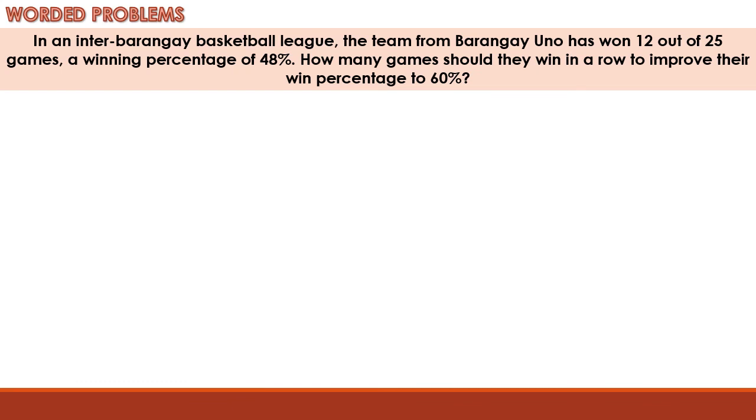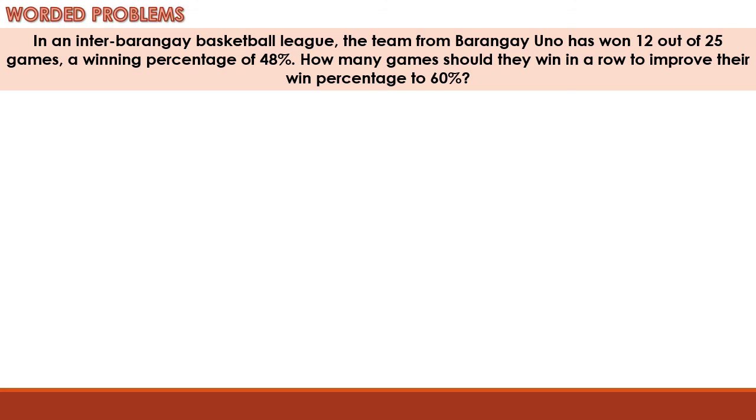Let us have an example for worded problems. In an inter-barangay basketball league, the team from Barangay Uno has won 12 out of 25 games, a winning percentage of 48%. Now, how many games should they win in a row to improve their winning percentage to 60%? So, let us analyze the problem. Sa loob ng 25 games, 12 yung naipanalo ng Barangay Uno, and that is 48%. Now, ilang laro pa ang kailangan nila para ma-improve ng 60%?